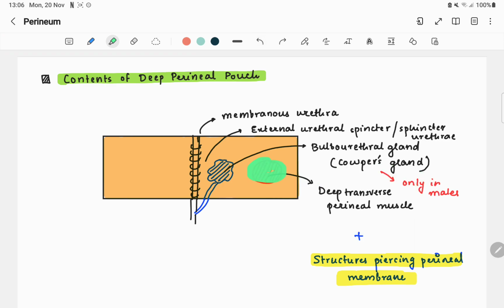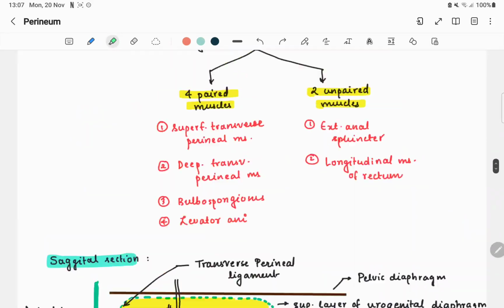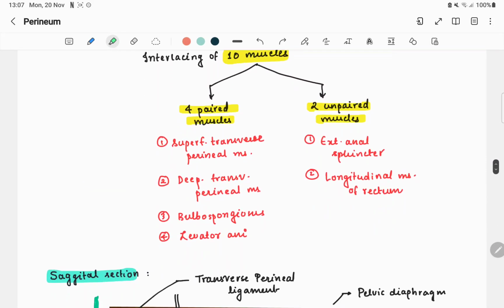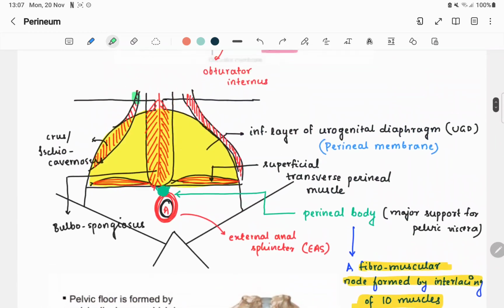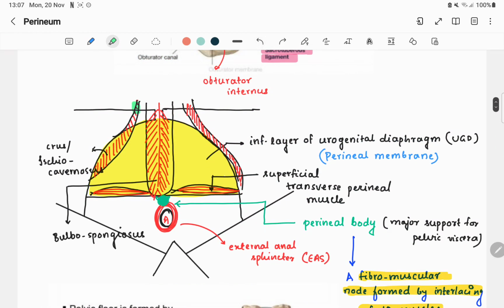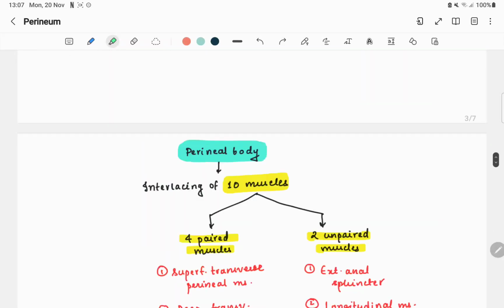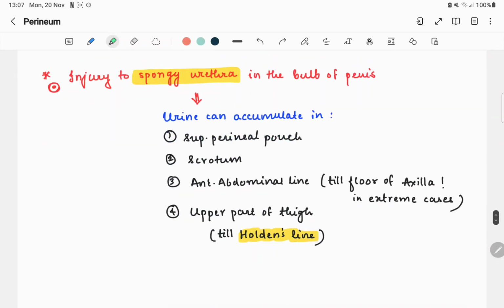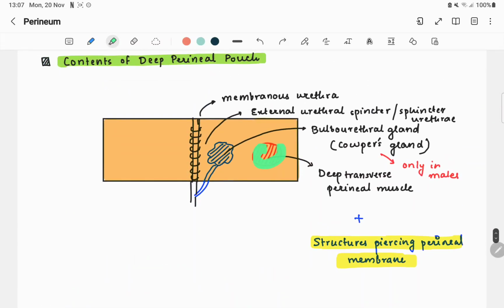transverse perineal muscle. This is the deep transverse perineal muscle. We saw the deep transverse perineal muscle in relation to the perineal body. It is different from the superficial transverse perineal muscle, which is visible here, but the deep transverse perineal muscle was not visible. So here you will see a cut section of your deep transverse perineal muscle.